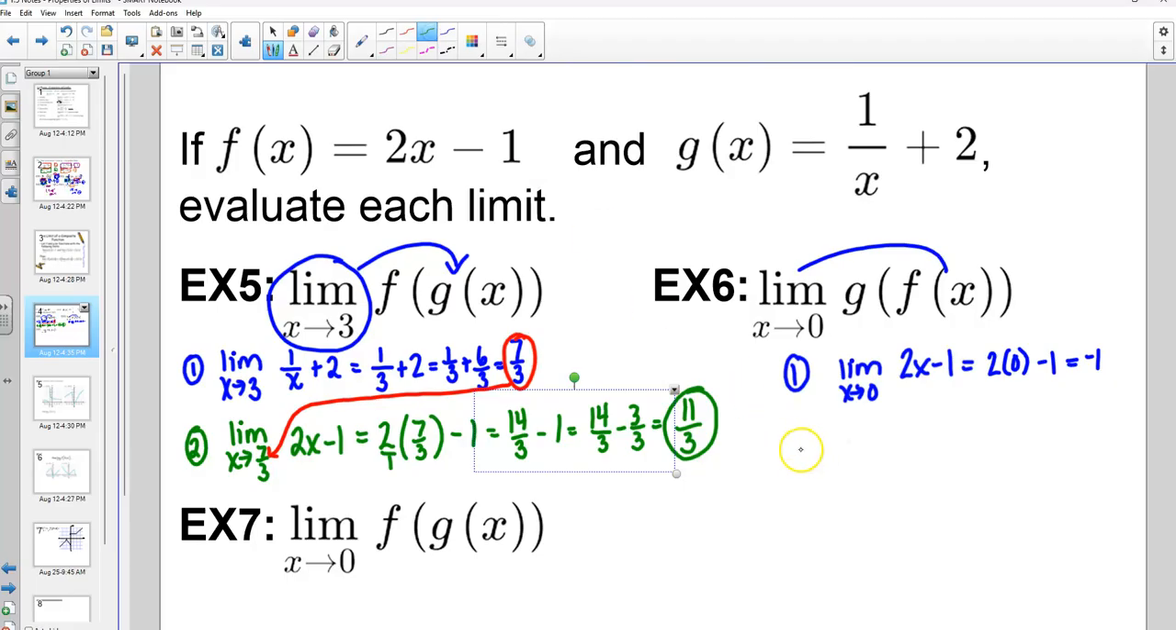And then the second step is that becomes the limit as x approaches negative 1 of the outside function, which is your g of x. In this case, that's 1 over x plus 2. So you're just plugging in negative 1 there. So 1 over negative 1 plus 2. That's just going to be negative 1 plus 2, which is going to give you 1. That is your final answer for that.